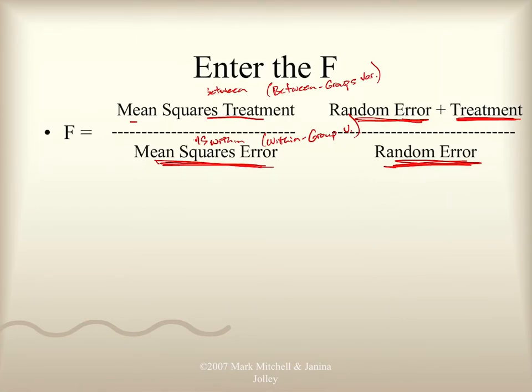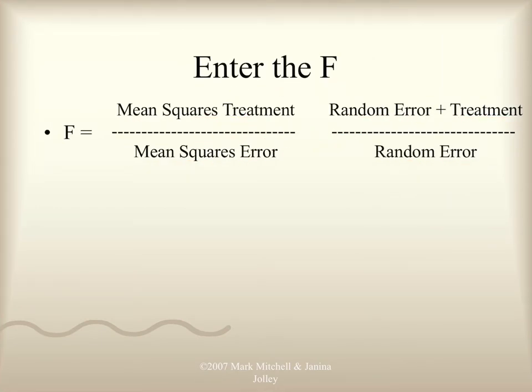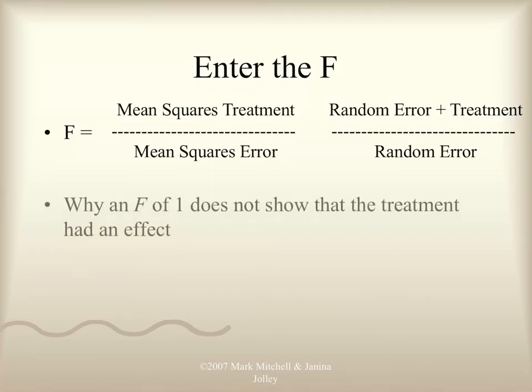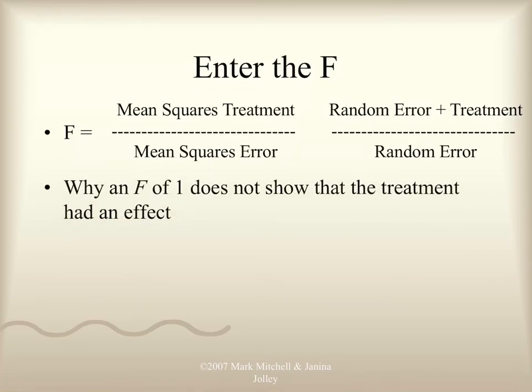And now I want to ask you to think about this question and to try to respond in the text box below with your best answer. Why is it that an F of 1, so each one of these is a ratio. You divide what's on top by what's on bottom. If you were to divide mean squares treatment by mean squares error, you get a number. Why is it that an F of 1 does not show that the treatment had an effect? Take your best shot at explaining this in a sentence or two.